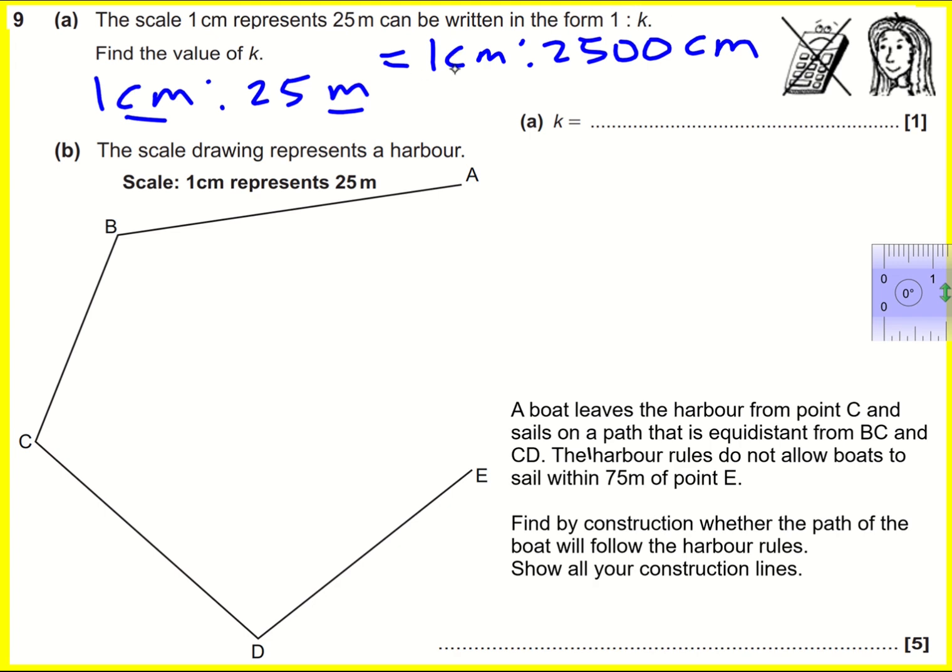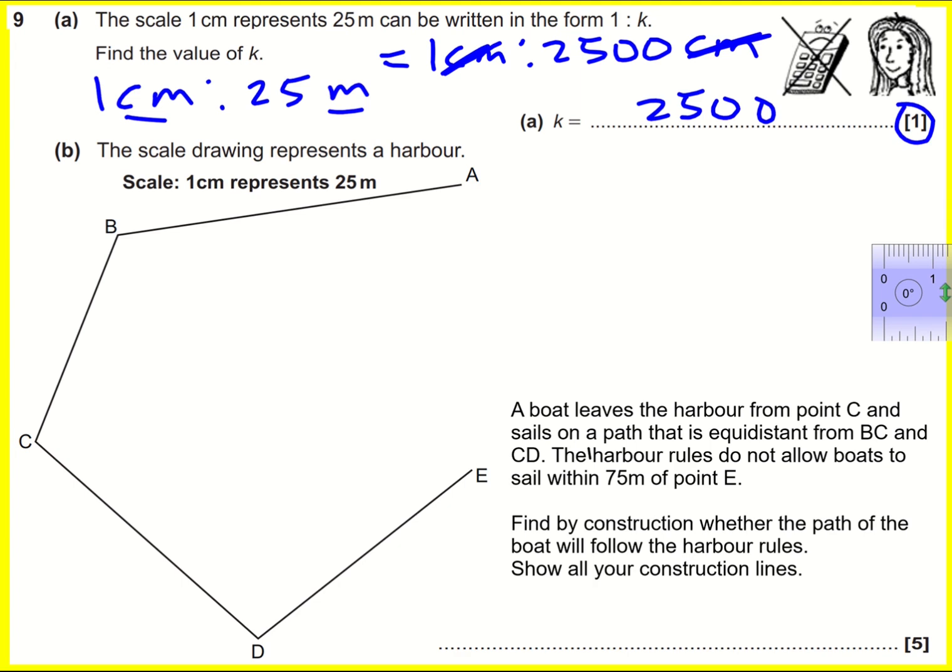And actually, it's now in the form 1 to k. Sometimes you might have to manipulate it and change this to a 1, but we've already got the 1 there. Therefore, k is simply this 2,500. Now, normally, when you're writing a ratio with the same units, you don't even bother putting the units anymore, but it is needed if the units are different. There we go, that's the first part.